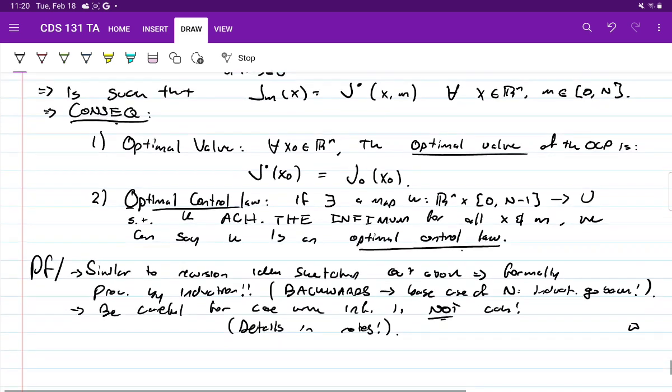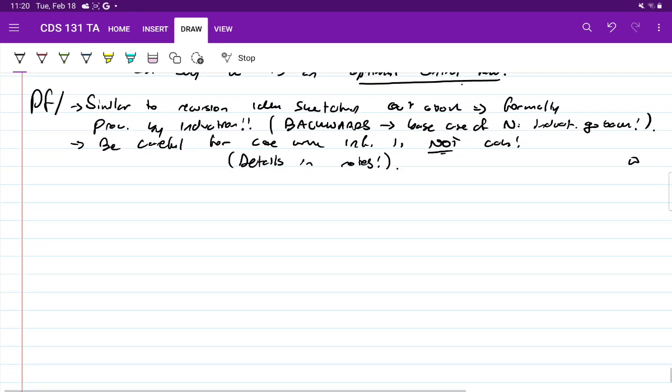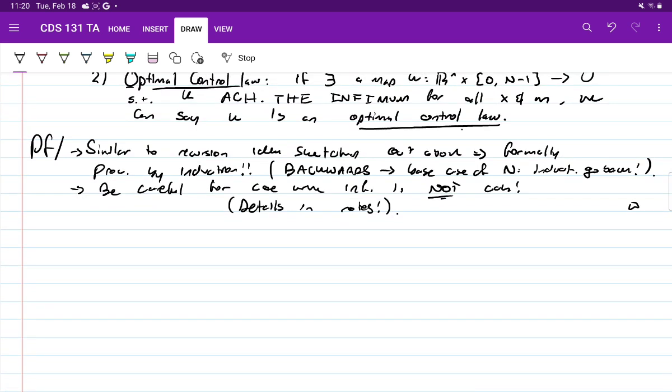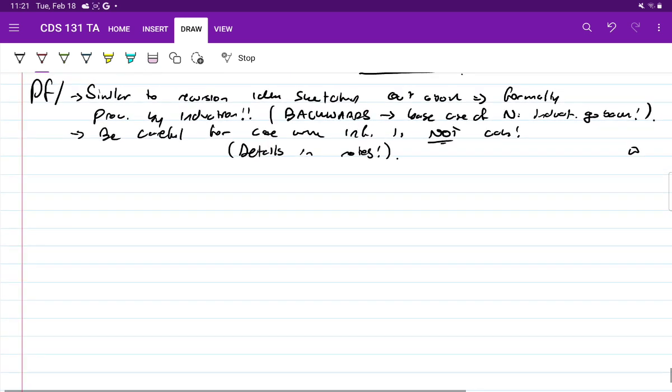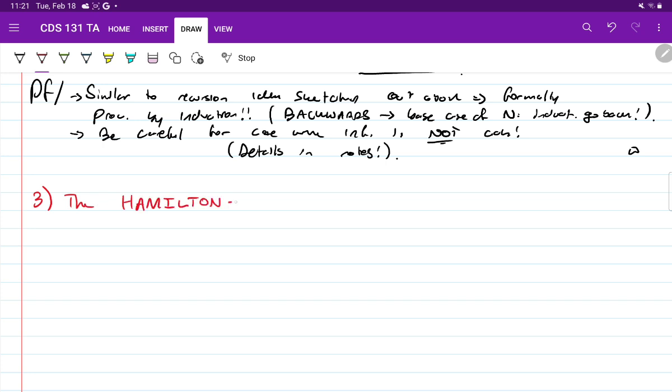Now, since we're short on time, I'm only going to spend a very brief amount of time discussing the continuous time case. But I want to state a couple of key results so you get a feel for what it's like. So this brings us to the third part of our lecture, which is the Hamilton-Jacobi-Bellman equation.